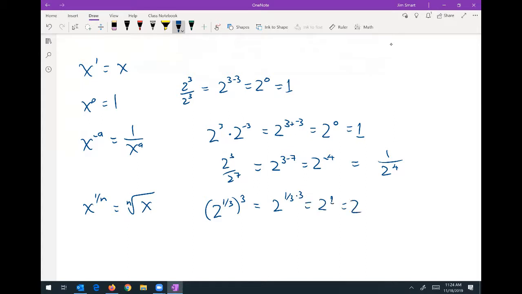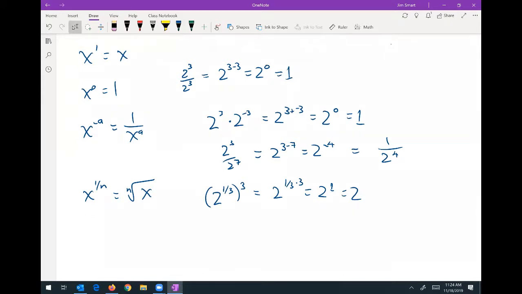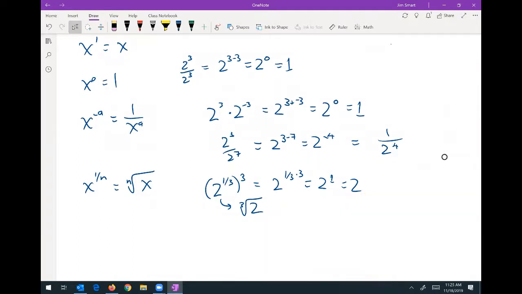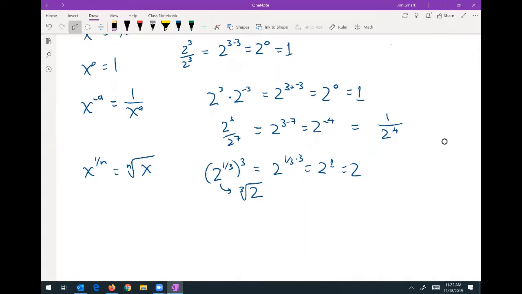Well, if I have a number and I cube it and the answer is 2, then that number is the cube root of 2, by the definition of what the cube root means. So when we have a fraction like that, 1 over n, that means the nth root. And then if we have m over n, we can write that one of two ways. It's the nth root of x to the m by multiplication, or the nth root of x, do the root first and then the power. It doesn't matter which order we do that in.